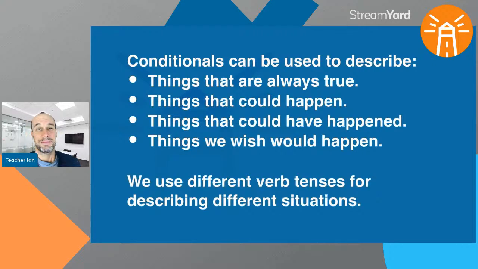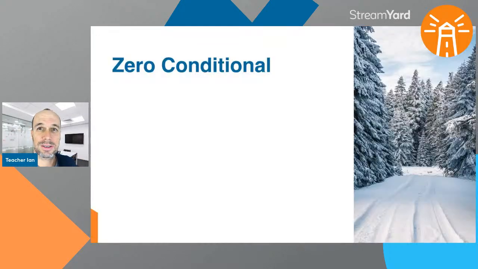Okay. Basically, we use these conditionals for four main things. These are the things we can use them for. The main thing about conditionals is the verb tense. So this is where you have to really pay attention. We use totally different verb tenses in the if clause and the main clause, depending on what we're trying to tell people, what message we're trying to give to somebody else. And that will start to make sense as we go through the different types of conditionals.